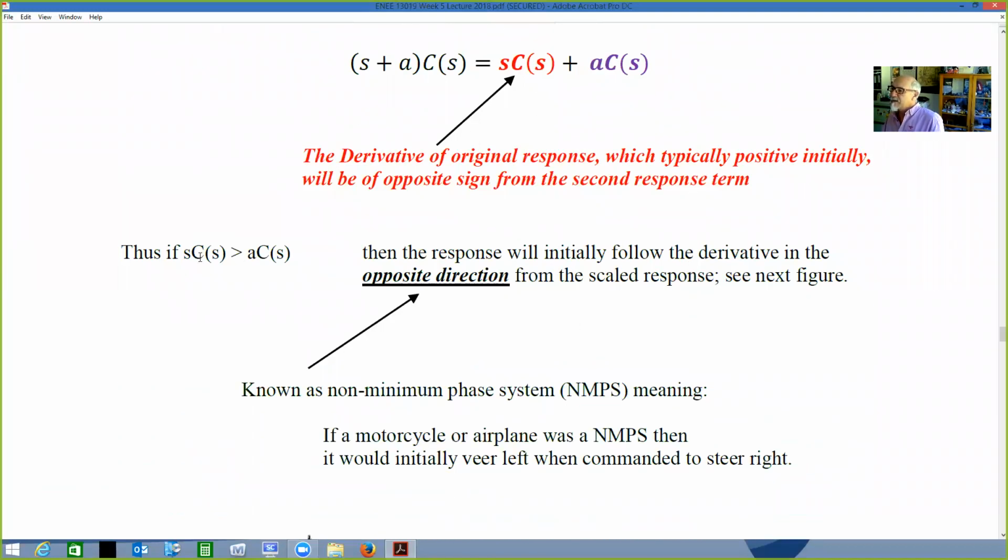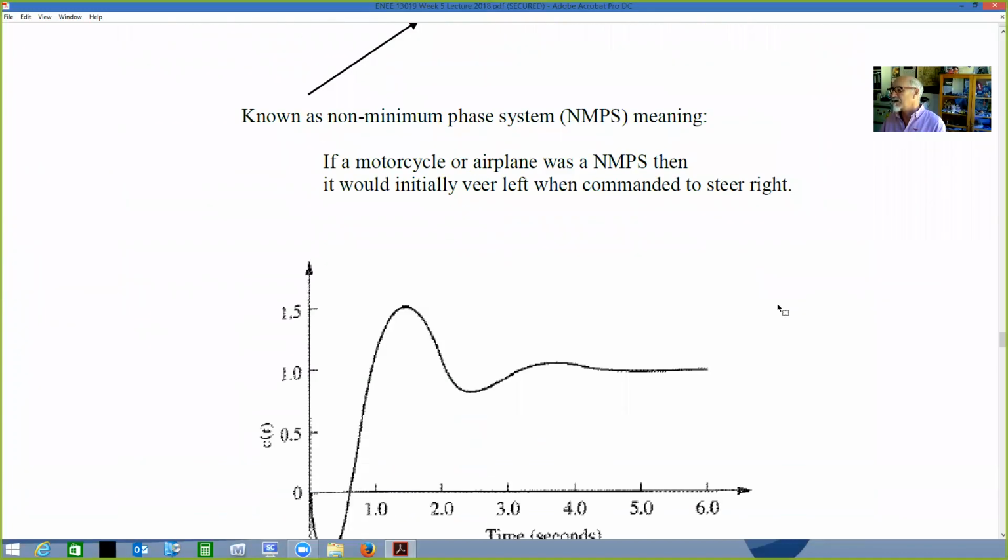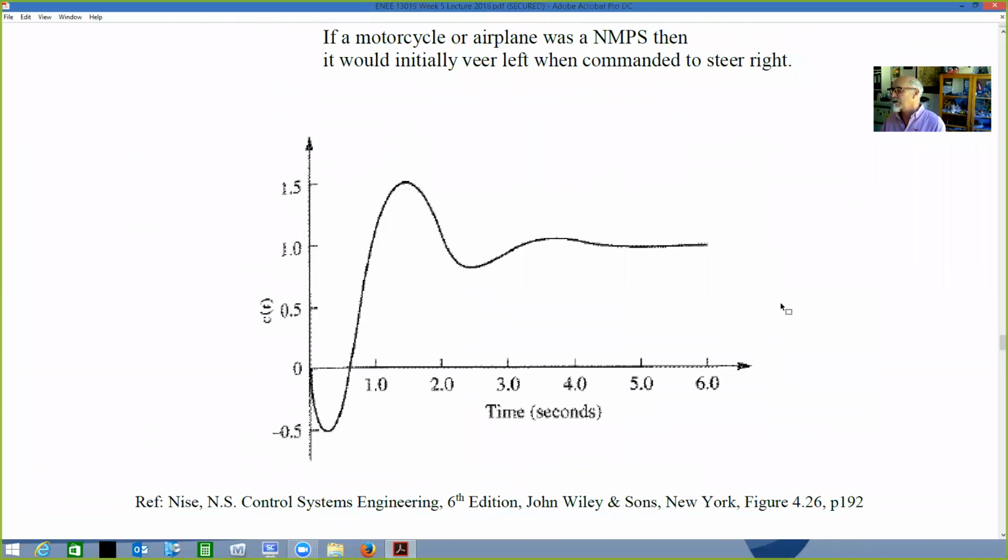Now, if we end up with these kinds of situations such that the s factor multiplied by our output function C(s) is greater than our root times C(s), then the response will initially follow the derivative in the opposite direction from the scaled response. This is known as a non-minimum phase system. A classic example is a motorcycle or an airplane: if it was a non-minimum phase system, it would initially veer left when commanded to steer right. So as you can see, quite odd situations.